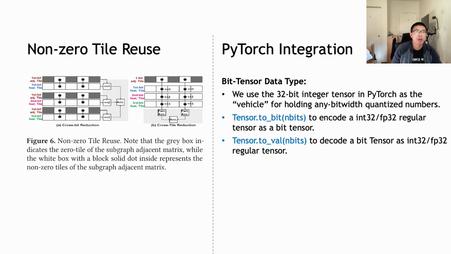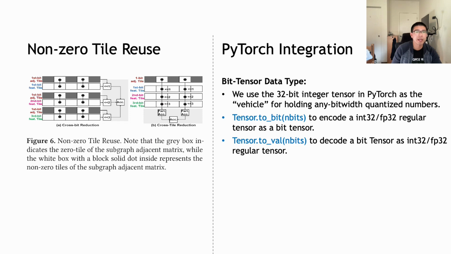In addition, we also introduced our PyTorch integration, which will further improve our design portability and programmability. Specifically, we introduced a novel type called the bit tensor data type. Specifically, we will use the 32-bit integer tensor in PyTorch as the major vehicle for holding any bitwise quantized numbers. And we also introduced 2 APIs.